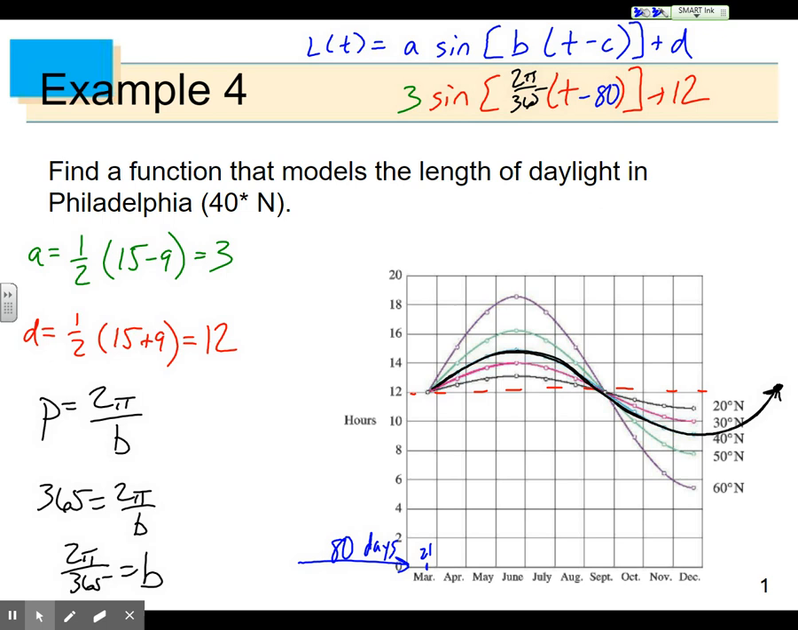Leave your answer like this. This is going to be fine for me. Looks like there's a negative in there. There's not, I assure you. But this right here is going to be good.